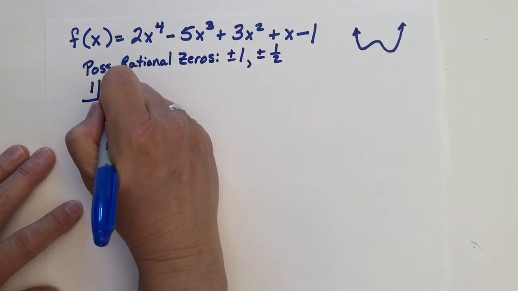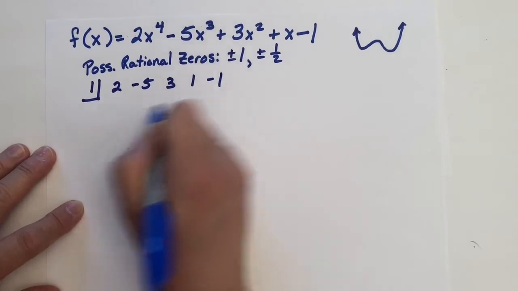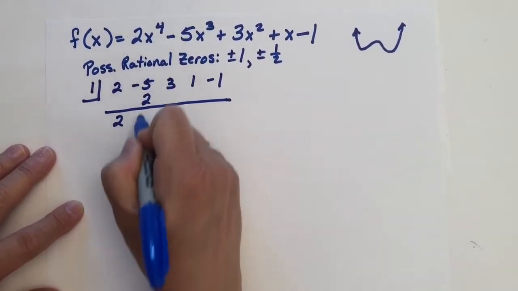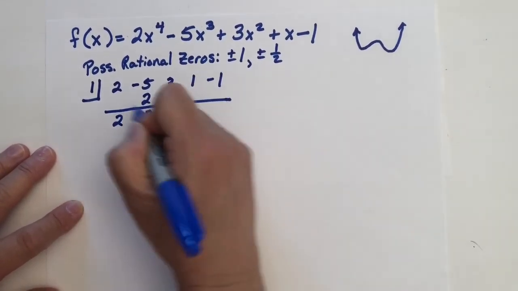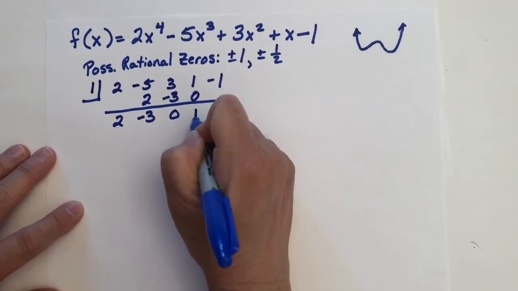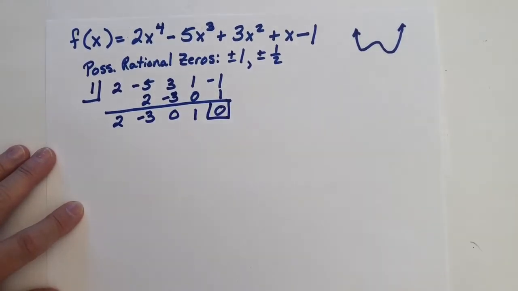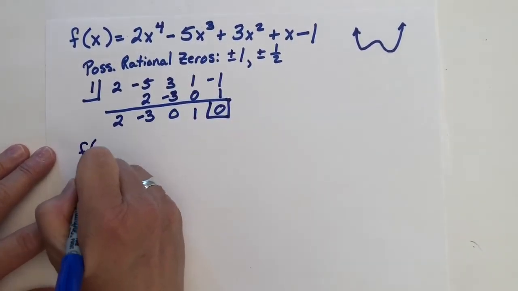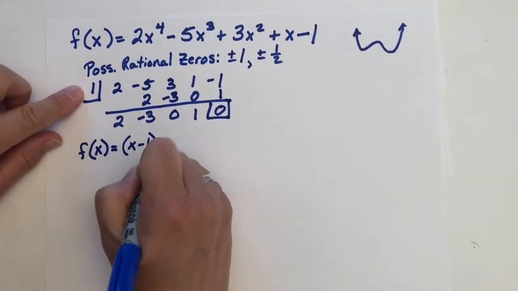So my coefficients are 2, negative 5, 3, 1, and negative 1. And let's go. Bring down the first number. Multiply and add, multiply and add, multiply and add, multiply and add. Good. Our first number actually was a zero. So now we know this polynomial factors into f of x equals x minus 1, because we know 1 is a zero.